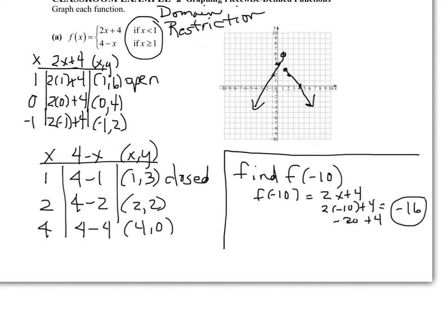Likewise, I might ask you to do something like evaluate f of 12. Now, if I gave you that and you go back and look at the domain restriction, hopefully you're going to recognize that means I need to plug into the bottom equation, because that's what I use for x's that are greater than or equal to 1. So if I plug that into 4 minus x, 4 minus 12 will equal negative 8. So be prepared to answer questions either direction with that.